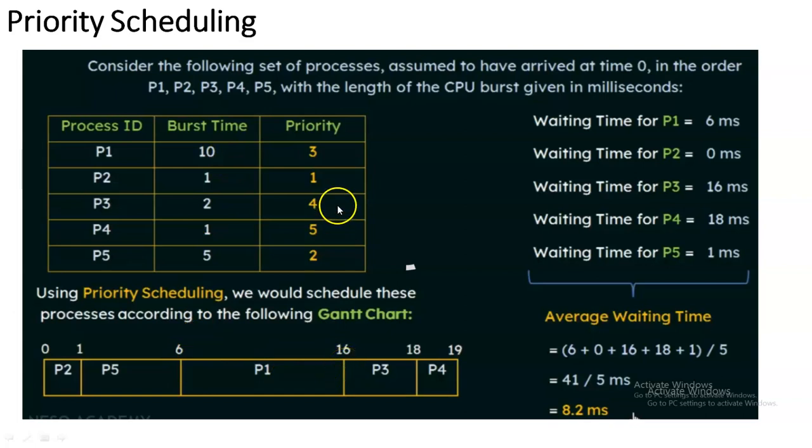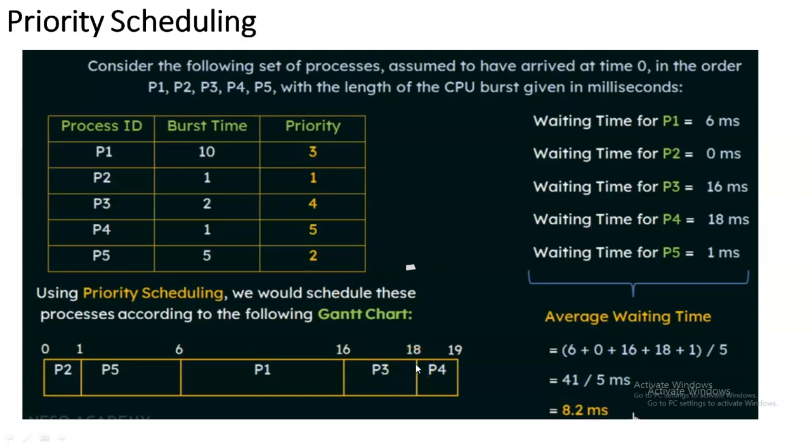After that, the priority goes to P3. Here we are going in numerical order only: 1, 2, 3 and finally 4. The process is P3. At the 16th unit of time, P3 is scheduled and the burst time of P3 is 2. So 16 plus 2, the completion time of P3 is 18.